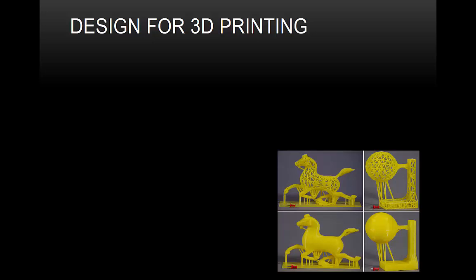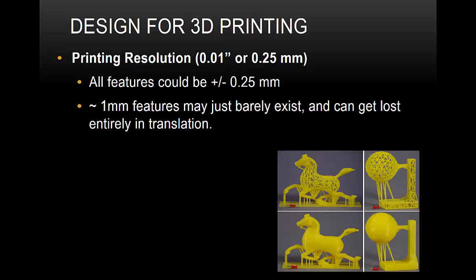Okay, now that we've seen some basics for how to do 3D modeling, we need to talk about how to design objects for 3D printing. Now, 3D printing is a bottom-up design process, and we need to remember that it's a physical design process and there are some limitations. The first one is that the printing resolution is usually around 1/100 of an inch or 1/4 of a millimeter. So this means that features on our objects could be off, if the system rounds up or rounds down, by 1/4 of a millimeter.